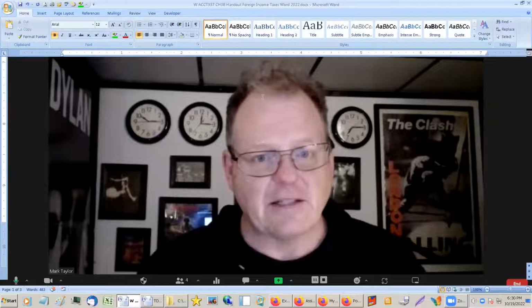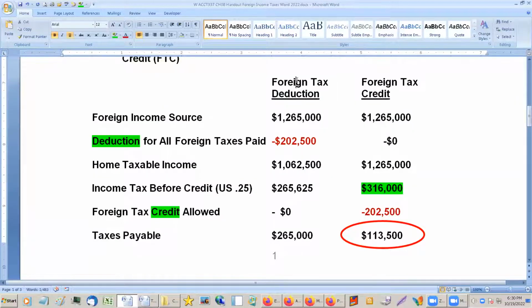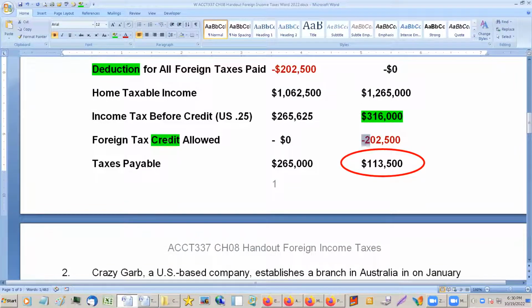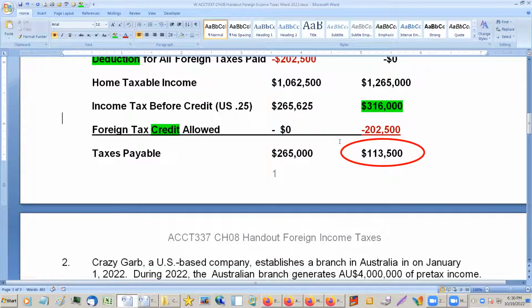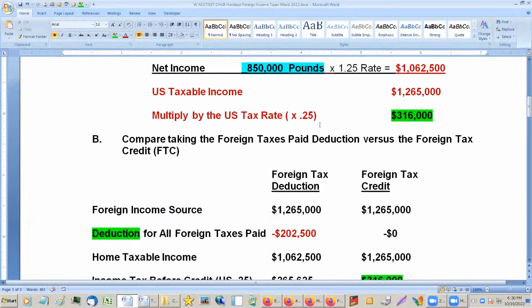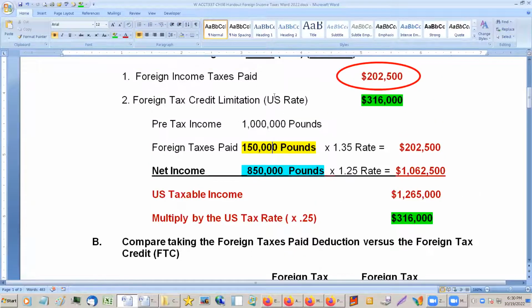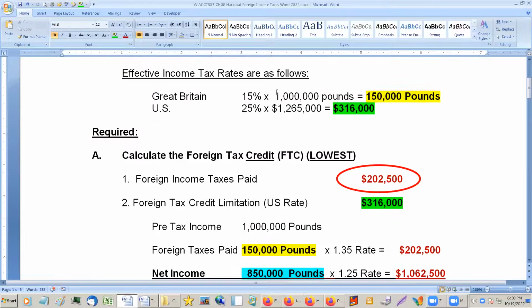It is possible that for some companies the deduction is a better way to go, but for most companies, and this goes through virtually all of taxes, your credits are much better than deductions. Credits are much better than deductions. Okay.